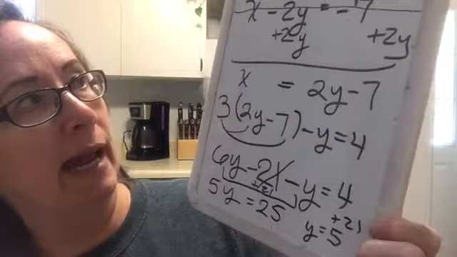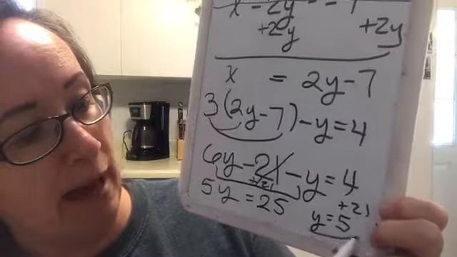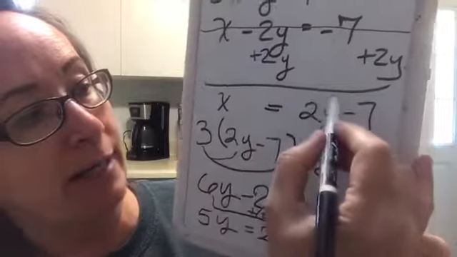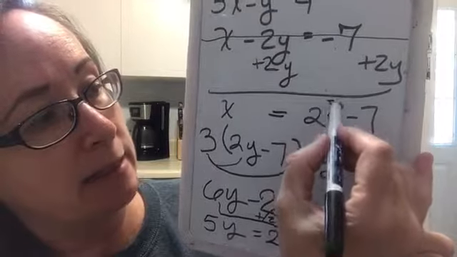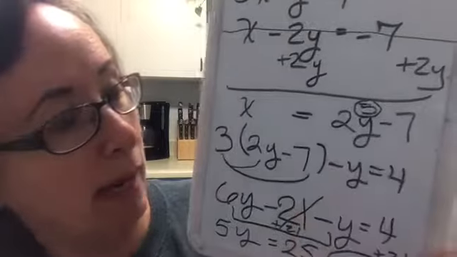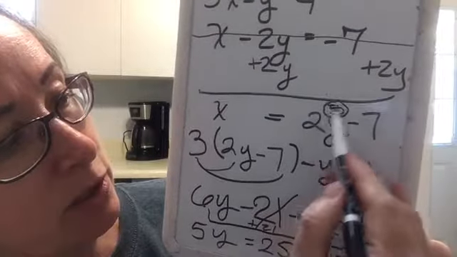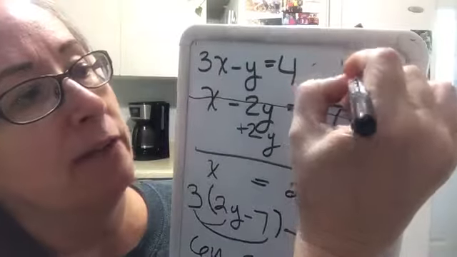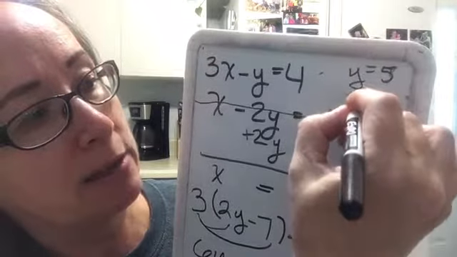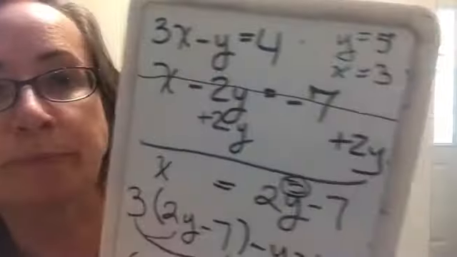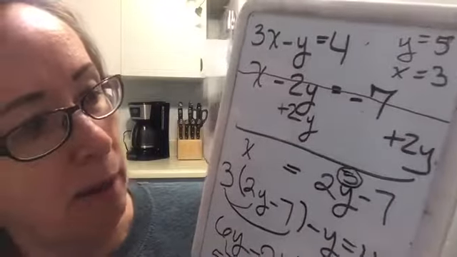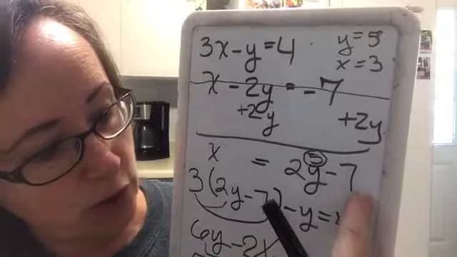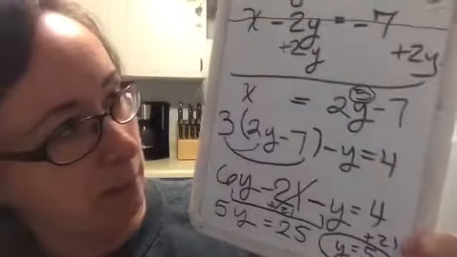All right, so now I'm going to go up here with my y is 5, and I'm going to plug y is 5 right here into this second equation that I had. So I'll put a y is 5 right there, and I get 10. 2 times 5 is 10. Take away 7 is 3. So I have y is 5 and x is 3 as my solution. And I just used this equation, which was my second equation rearranged, to plug in my y is 5 to get my x is 3.